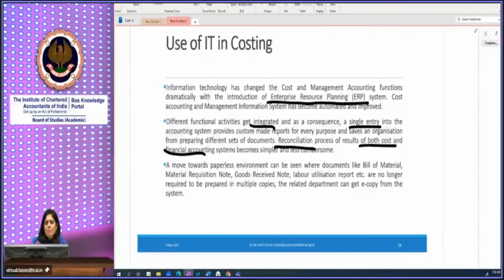A move towards a paperless environment, what I was talking about, can be seen with documents like the bill of material, material requisition or purchase requisition, goods received note, and labor utilization report, which are no longer required to be prepared in multiple copies. The related department can get an e-copy from the system. So it's very easy now to work in an IT-based system.